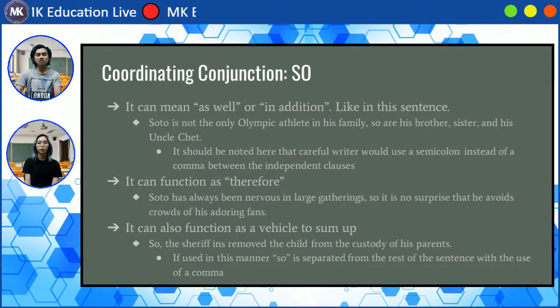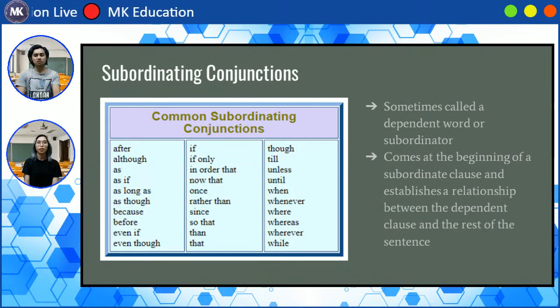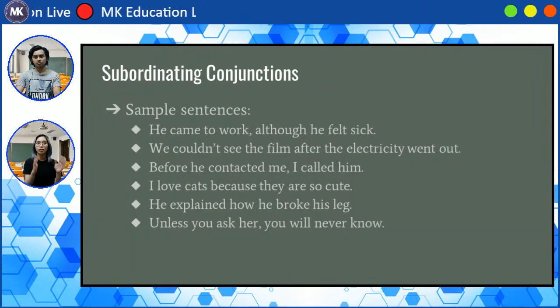Let us proceed with the subordinating conjunctions. Okay, there are a lot of subordinating conjunctions, but I will not discuss them one by one. Sometimes they are called a dependent word or a subordinator. It comes at the beginning of a subordinate clause and establishes a relationship between the dependent clause and the rest of a sentence. So I have a list there. And here are some sample sentences.